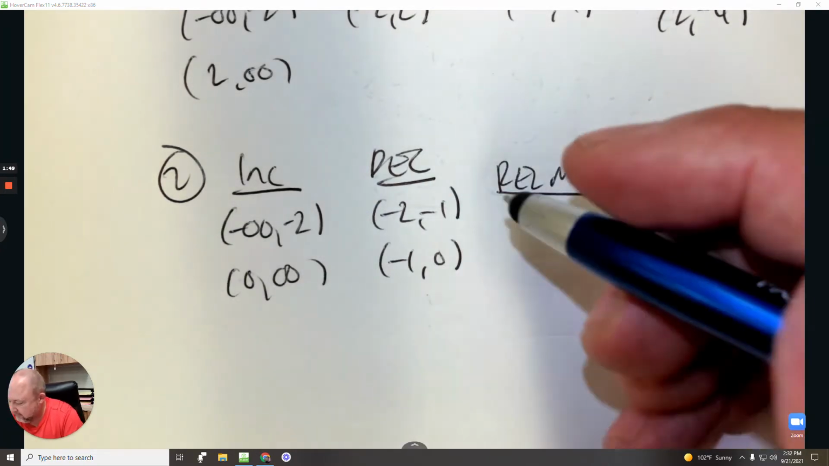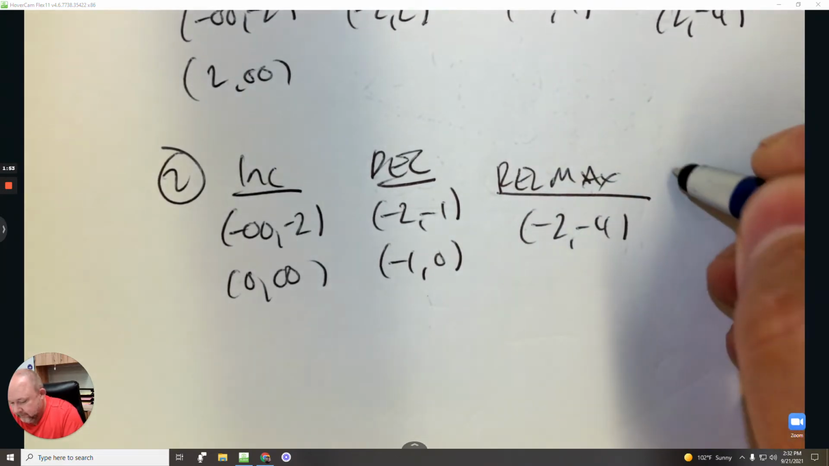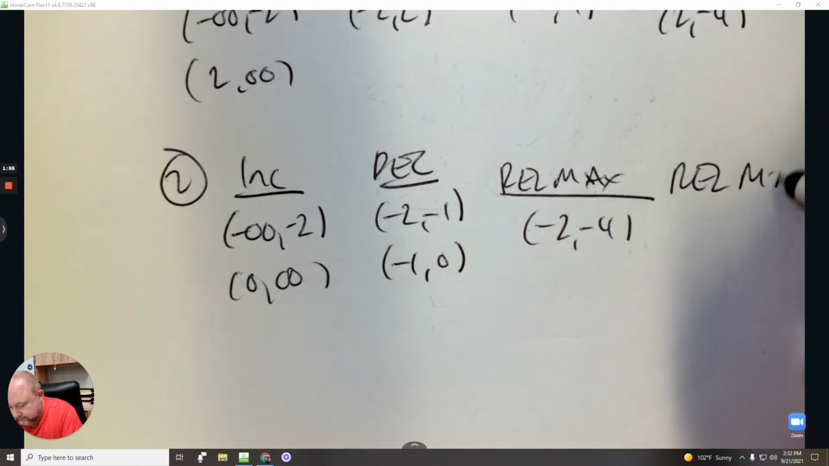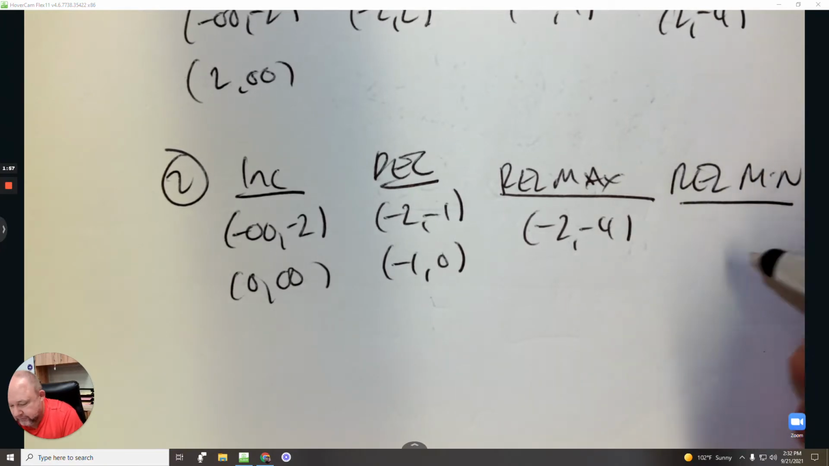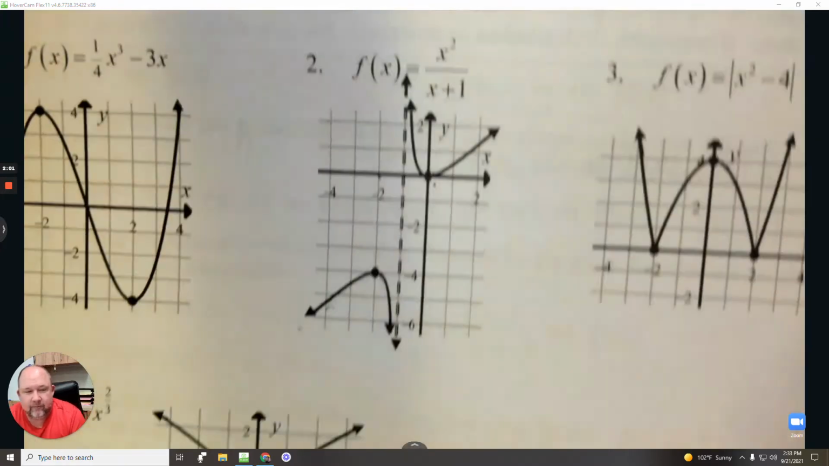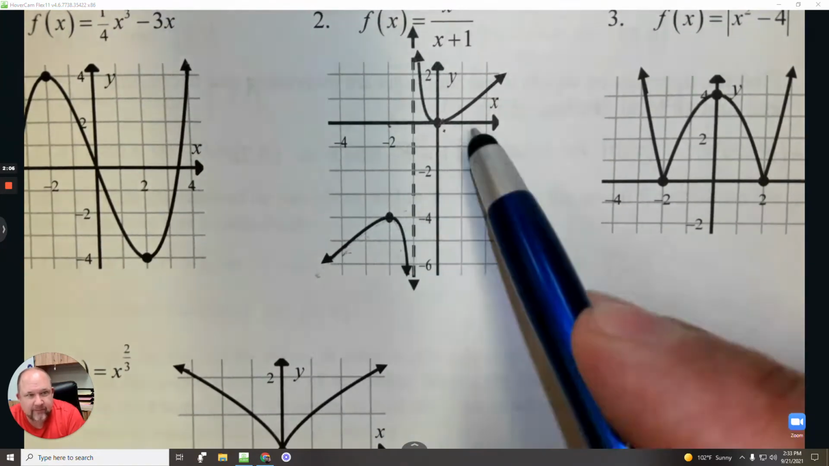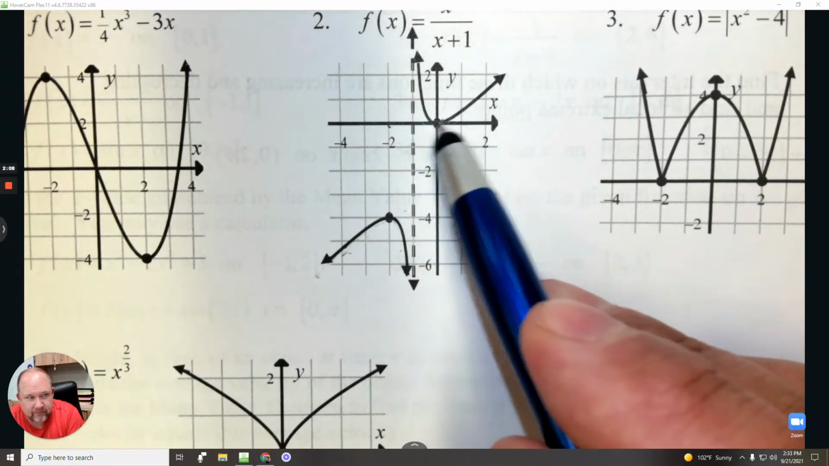The relative max, the high turning point, is at negative 2, negative 4, and there's a minimum at 0, 0. So this is a high turning point, that's a maximum. This is a low turning point, that's a minimum.